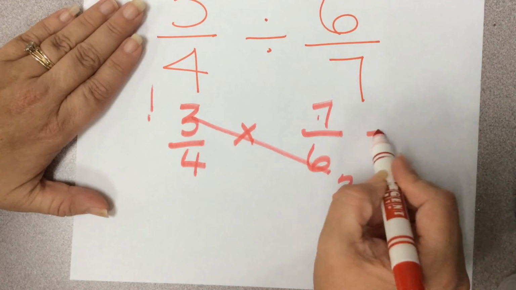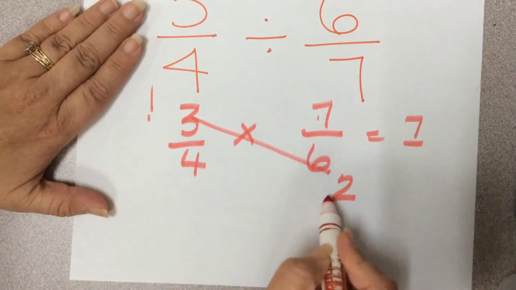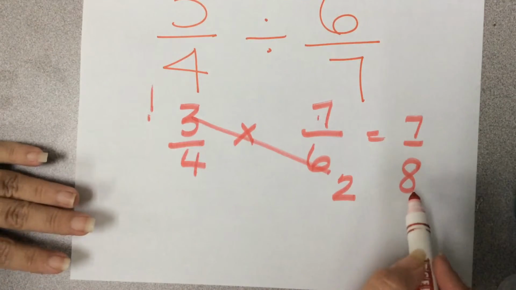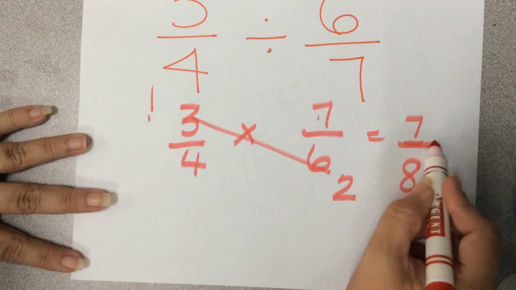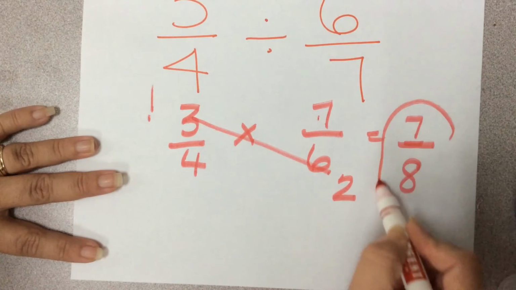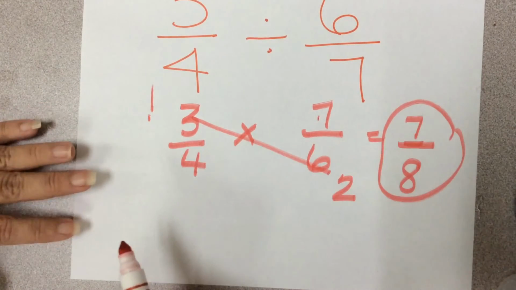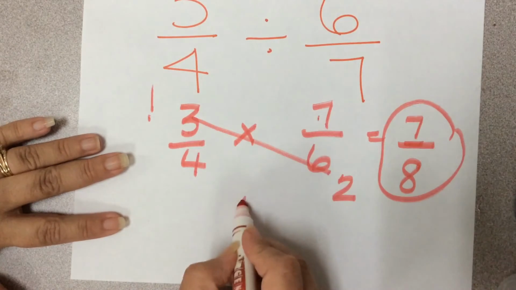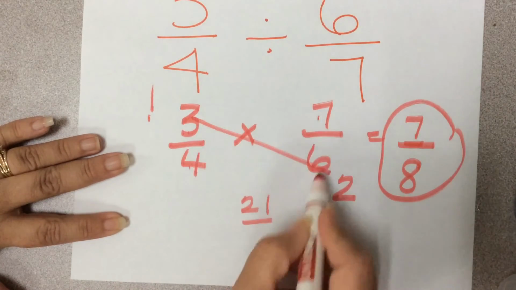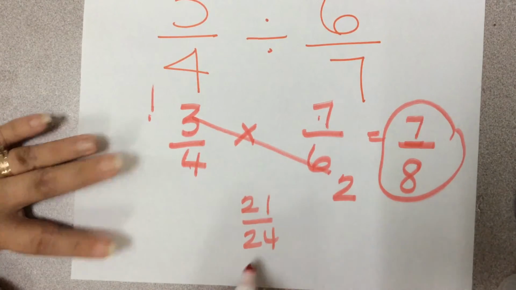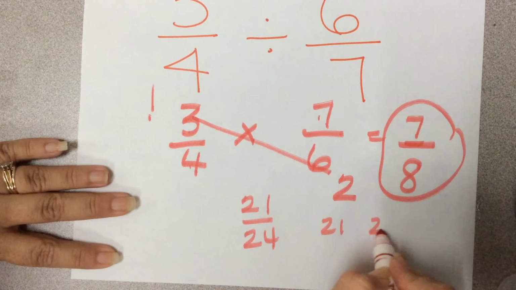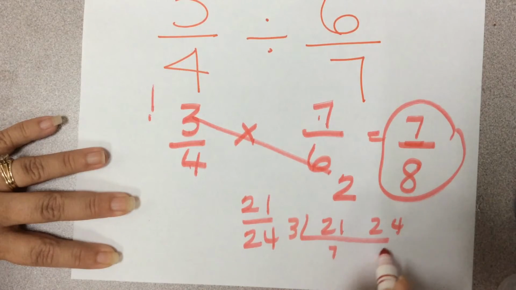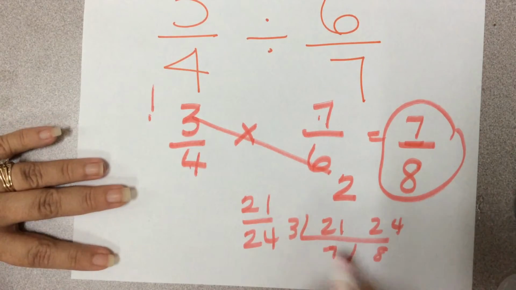1 times 7 is 7. 4 times 2 is 8. And that is in simplest form because I can't break it down any further. So 7/8 is my answer. Okay. If I had not done that, then I would have had to say 3 times 7 is 21. 4 times 6 is 24. And I would have had to simplify by 3. And I still would have gotten 7/8.